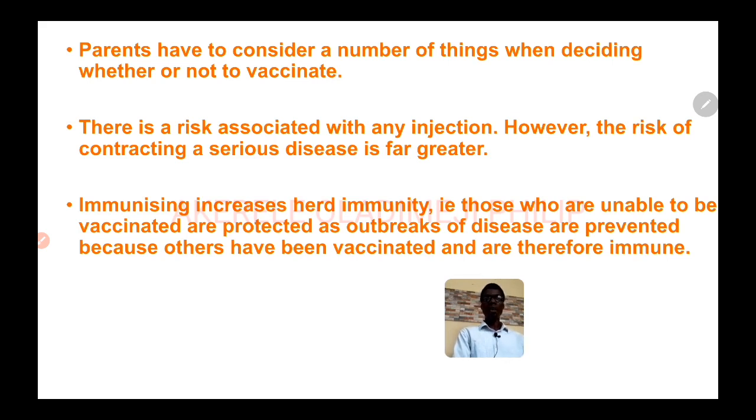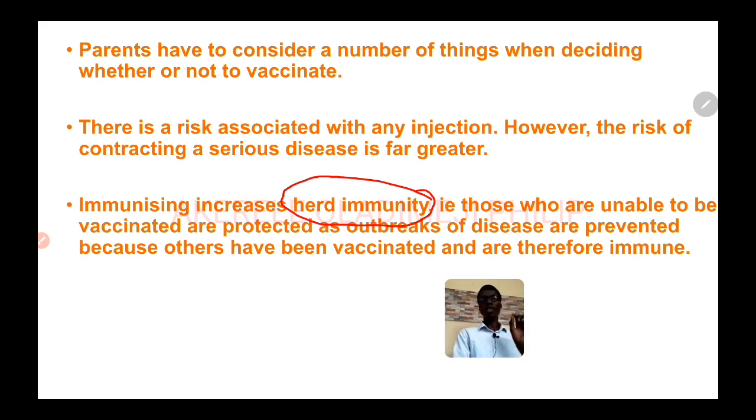Now, immunization or immunizing, which is the same thing as vaccination, increases herd immunity. I'm going to explain this much later, but let me give you an explanation now. Herd immunity simply means some people that are unable to get vaccines will be protected from a disease because other people around them have been vaccinated. I will say that again. Herd immunity means that people that are unable to get vaccination will be protected because people around them were able to get vaccines. I'm going to explain that much later.